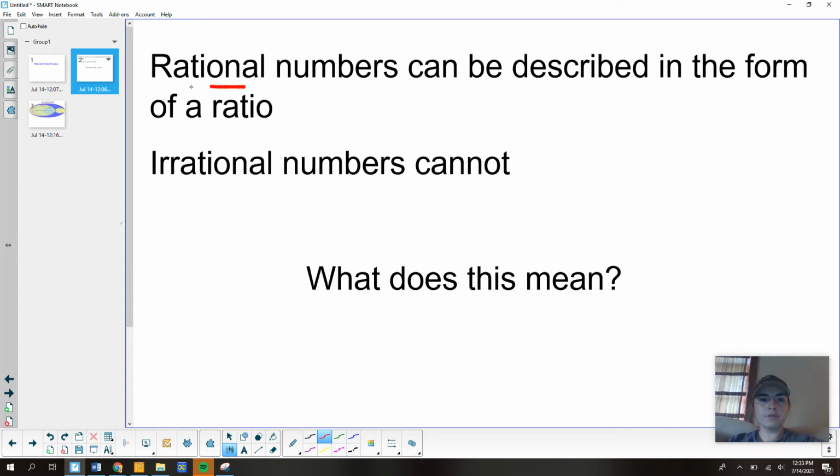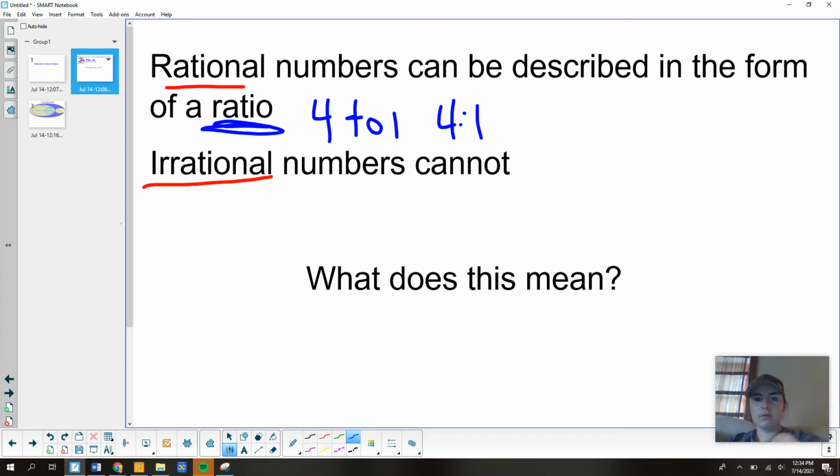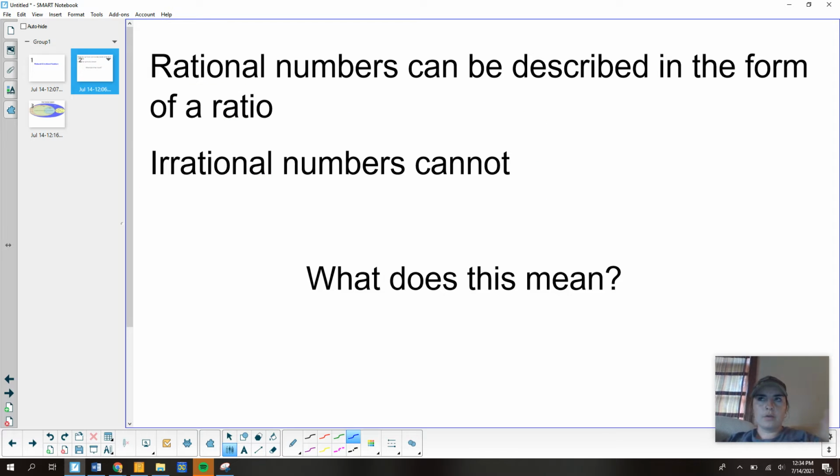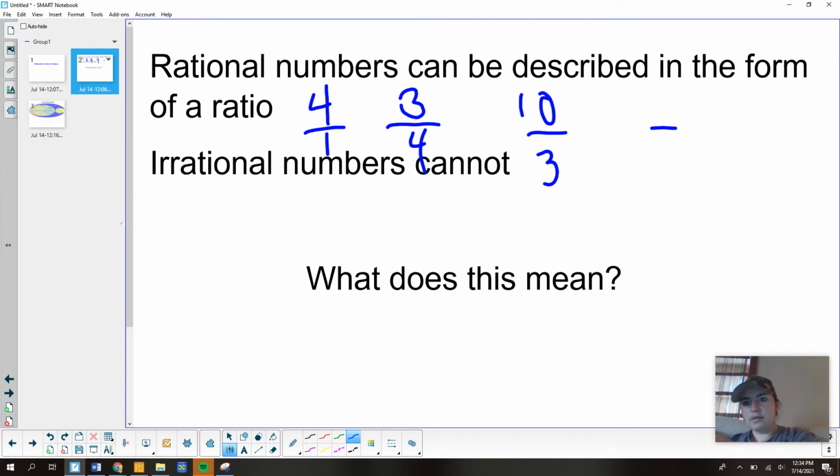So rational numbers versus irrational numbers. Rational numbers can be described in the form of a ratio. If you remember back to 6th and 7th grade, you can write a ratio like 4 to 1, 4:1, or 4/1. Those are all ways to write a ratio. The way I'm talking about writing a ratio is this fraction version. So 4/1, and we can write fractions like 3/4, 10/3, -2/3, that kind of thing.